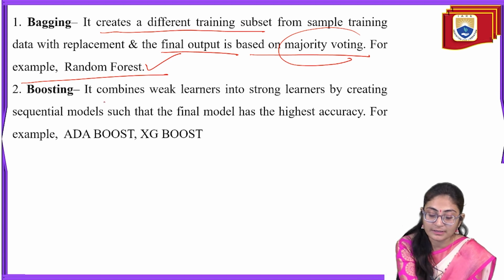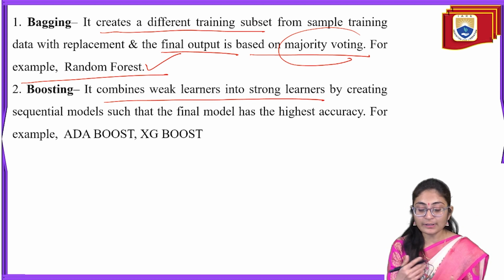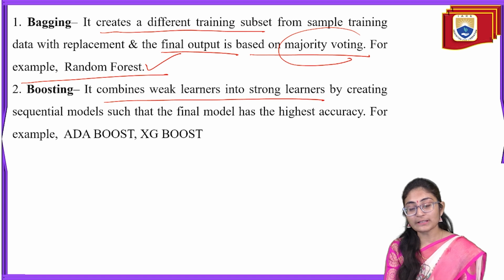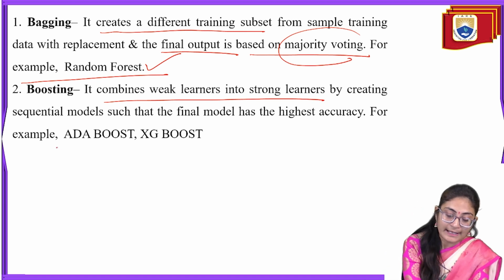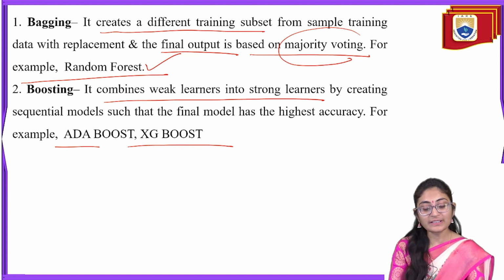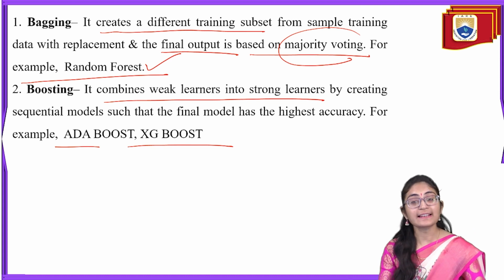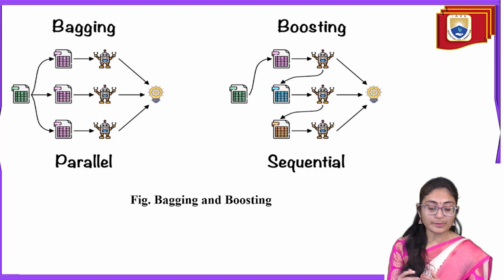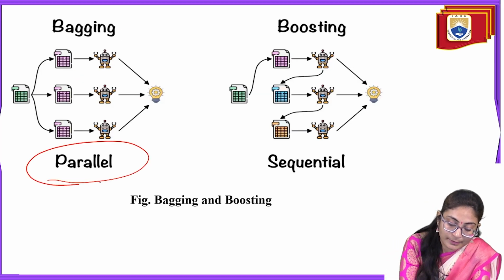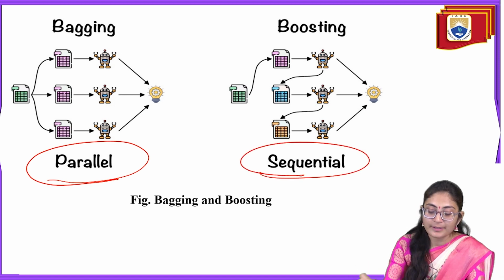And boosting will combine weak learners into a strong learner. How will it combine? By creating sequential models, so that the final model has the highest accuracy. For example, AdaBoost and XGBoost are boosting techniques. By using these techniques, we combine weak learners into a strong learner. So we can create the sequential model for getting an output with the highest accuracy. So what is the difference? You can see here the bagging concept works in parallel, and boosting works sequentially.